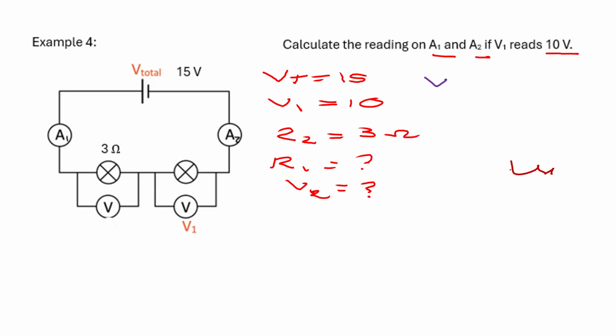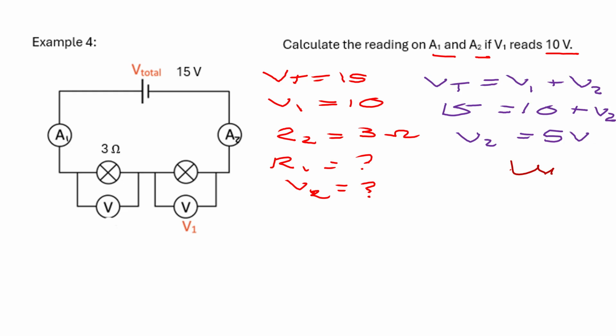So V total is going to equal V1 and V2 together. V total is the 15. V1 they told us was 10 and V2 is the unknown, so we need to solve for V2. We know that V2 is going to be 5 volts. So now I have V2. This one is 5 over here. We have resistance, which is 3 over there.